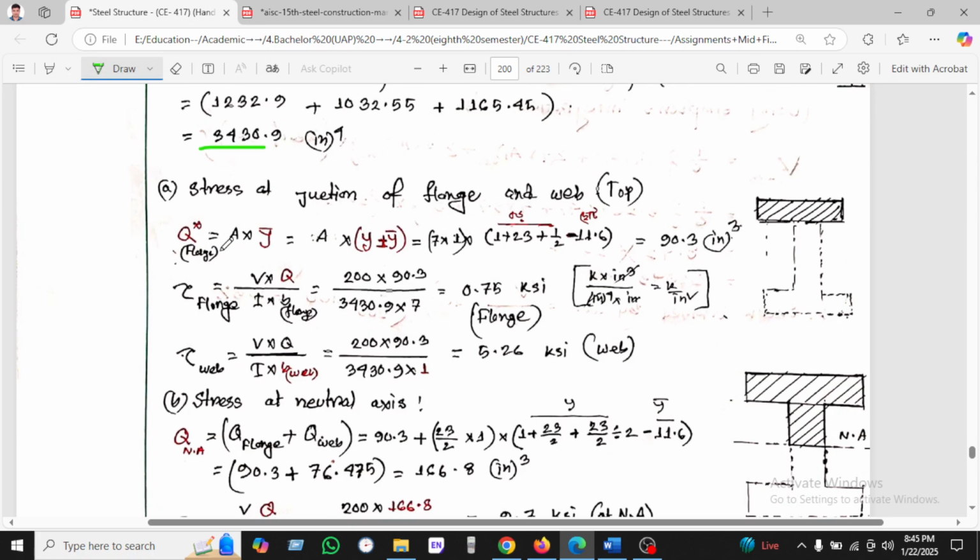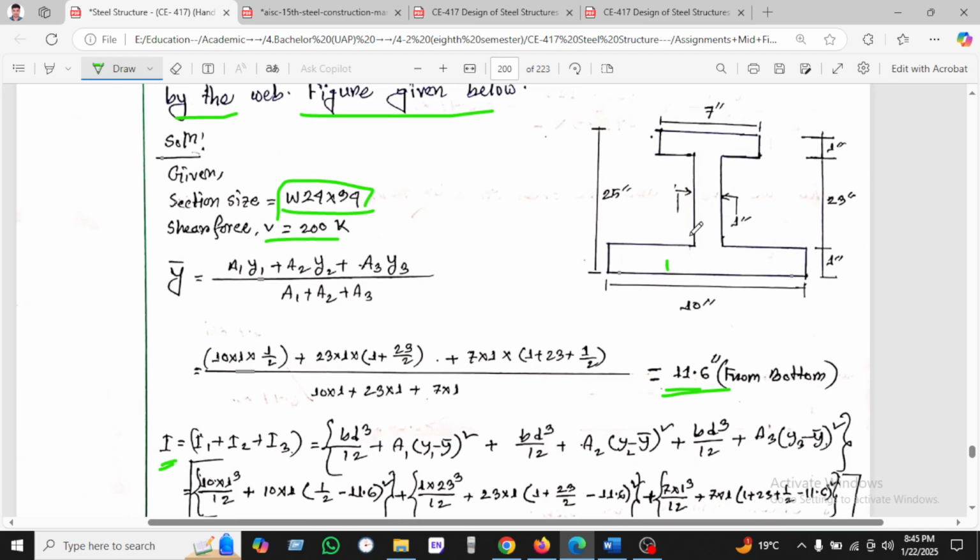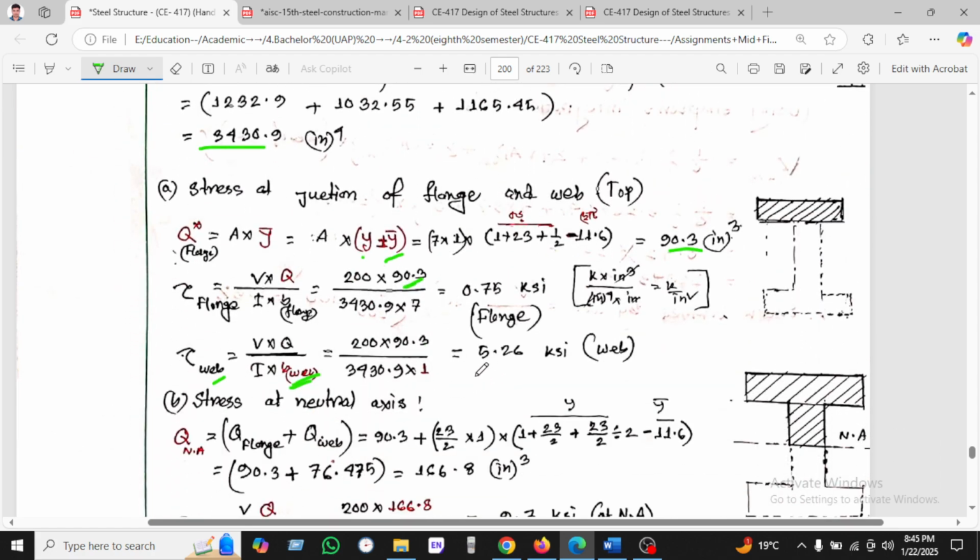So Q star equals A into (Y minus Y bar). Big value minus small value, we have found 90.33. The shear stress in the flange is tau equal to VQ by Ib. So Q we have found is 90.33, and this is important for us. In the web, the b value is 1, as we have seen the web b value is given as 1, and we found 5.32.